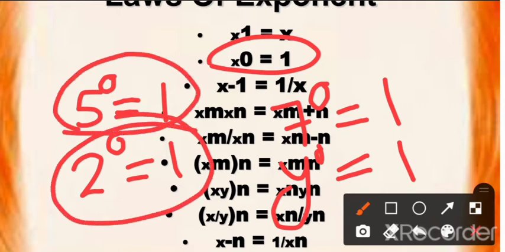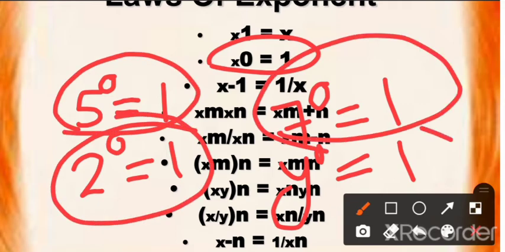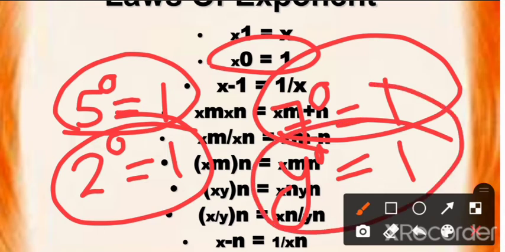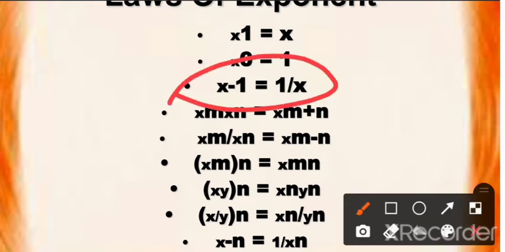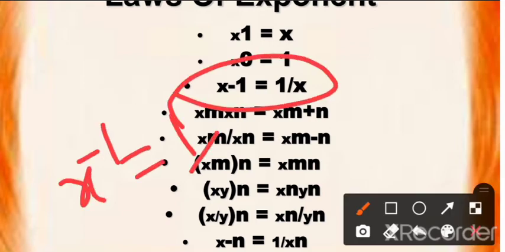2 power 0 is equal to 1. 7 power 0 is equal to 1. And y power 0 is equal to 1. So now the next point is x power minus 1. If a number is x power minus 1, you can write it as 1 upon x.